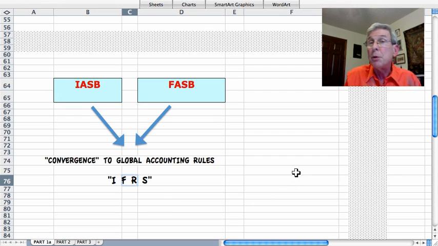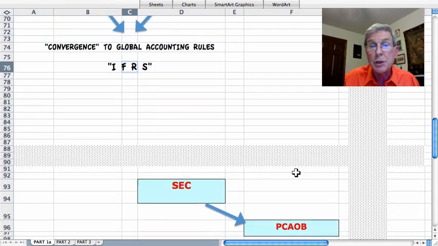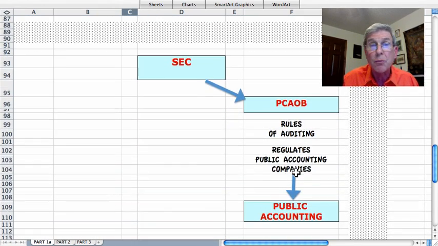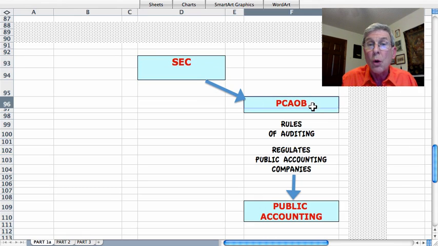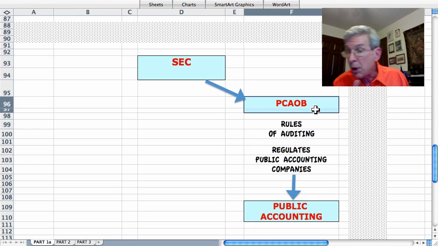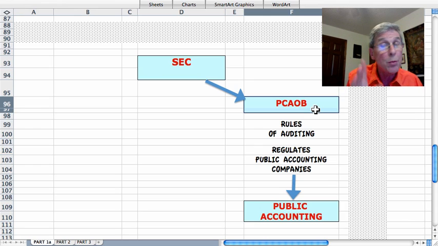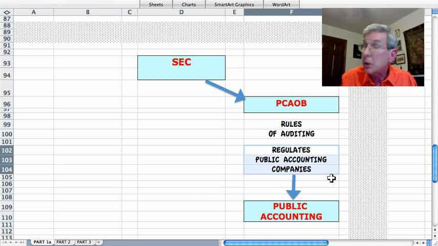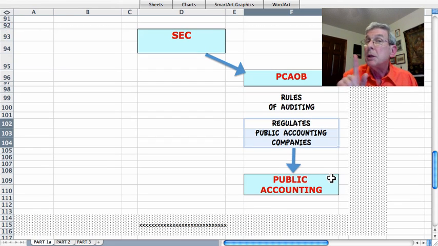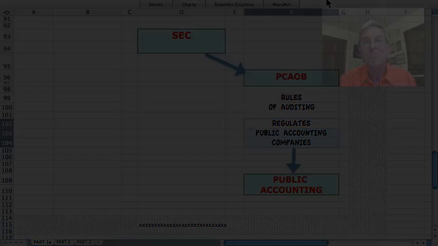Now, another bit of background information that's useful to know is that after financial scandals of recent years, the SEC was authorized to set up another organization called the PCAOB, Public Company Accounting Oversight Board, part of the federal government, which oversees the public accounting industry. They watch over the rules of auditing, and also they regulate these public accounting companies and the rules that they operate under. Now we're going to turn to the next topic.